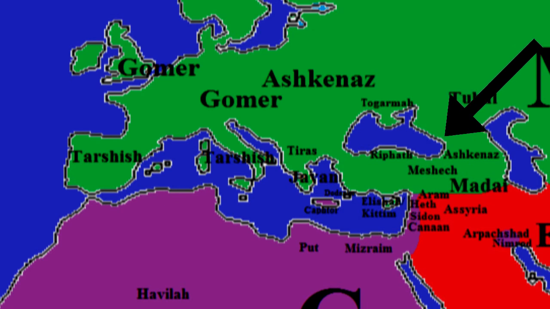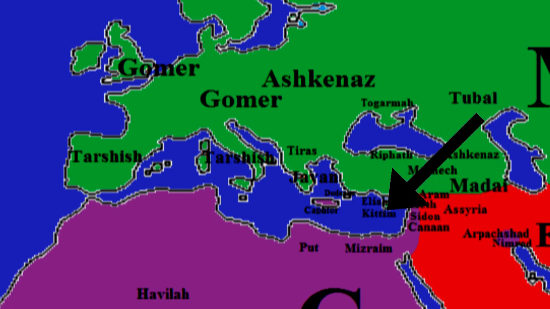And so then we move on to Kittim. Now, Kittim is just the Hebrew word for the island of Cyprus. So obviously, Kittim is the ancestor of the Cypriots. Given that Elishar seems to be connected with Cyprus as well, is it possible that Kittim and Elishar shared the island? The fact that the island would eventually be named Kittim probably means that Kittim ended up being the dominant figure on that island.